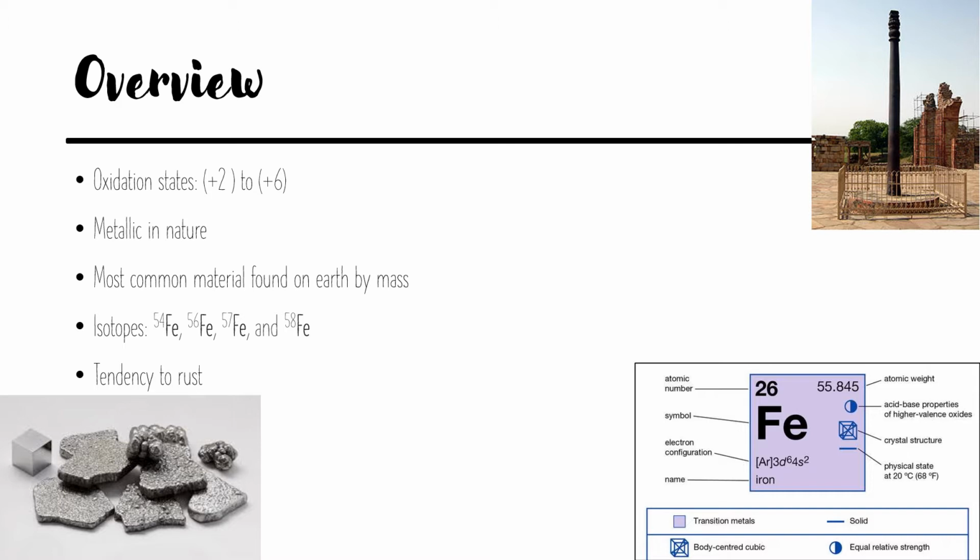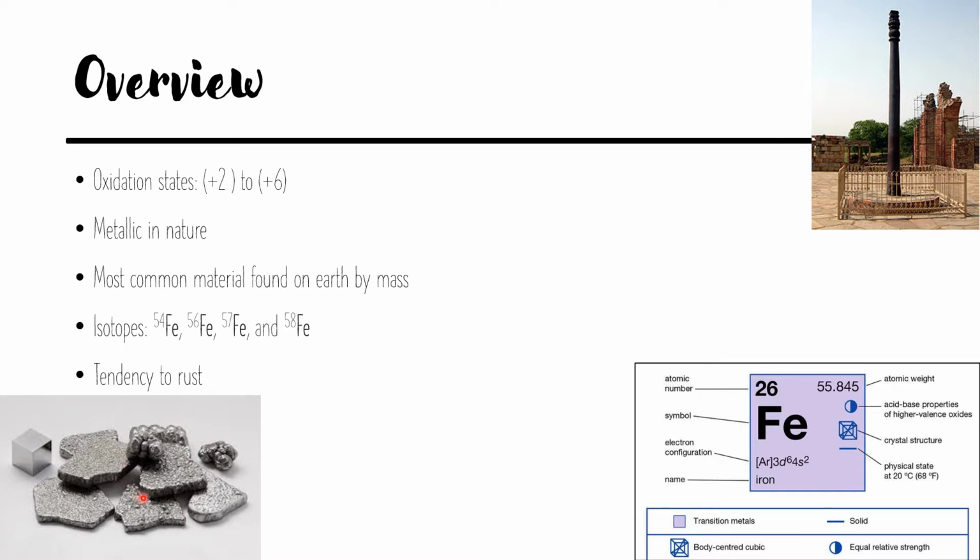When we say that it has an oxidation state ranging from plus 2 to plus 6, this means that it has a tendency to donate electrons, which means it has metallic nature. If it would have been minus, it would have meant that it is non-metallic and has a tendency to accept electrons. Coming to the second point, it is metallic in nature, which means it has a tendency to donate electrons.